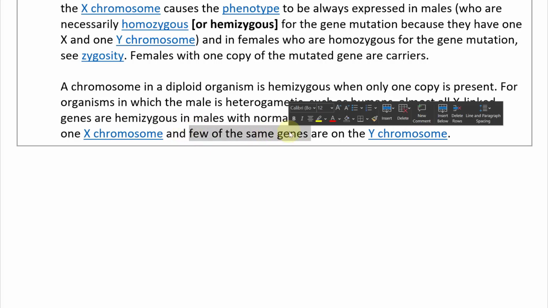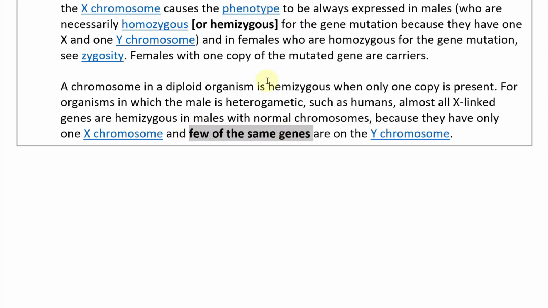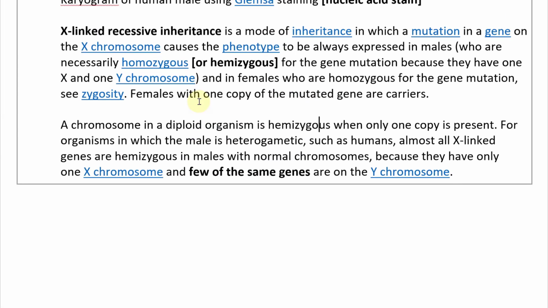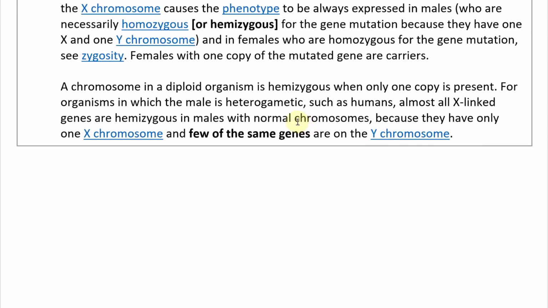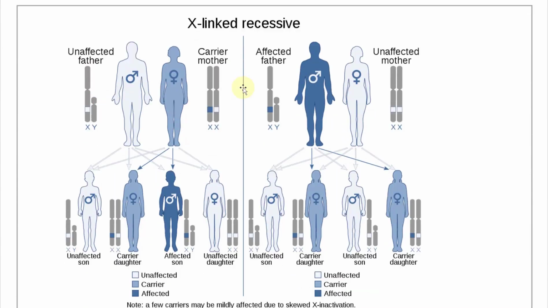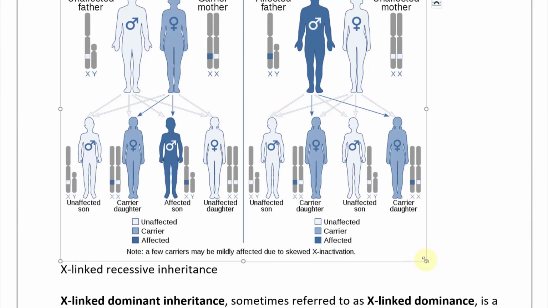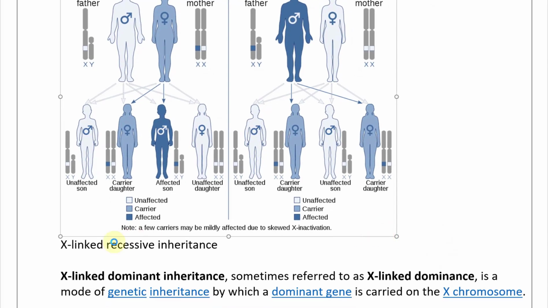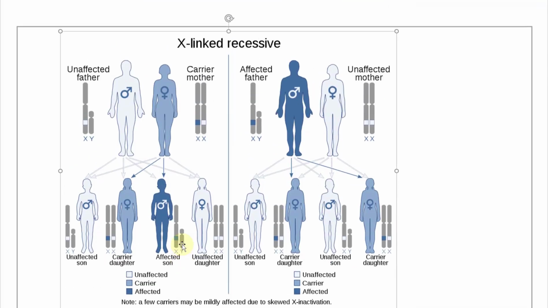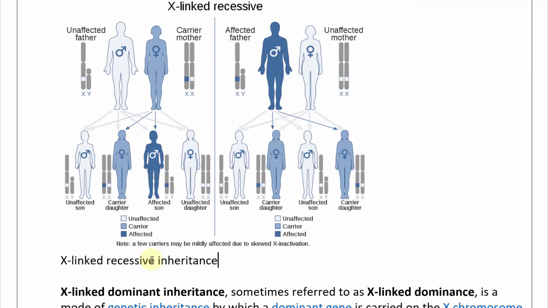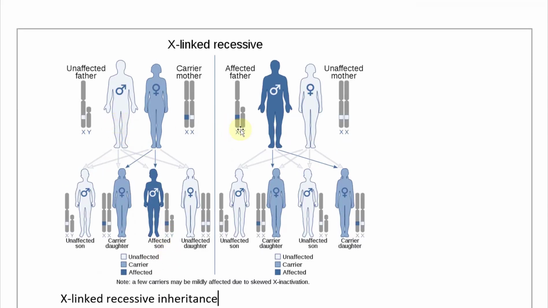This is interesting. So just a few of them are on the Y chromosome, so almost always it's going to be hemizygous or homozygous, because it only has one X chromosome, so it doesn't need to worry about the Y one. So here's an illustration of X-linked recessive inheritance, and we have two scenarios.